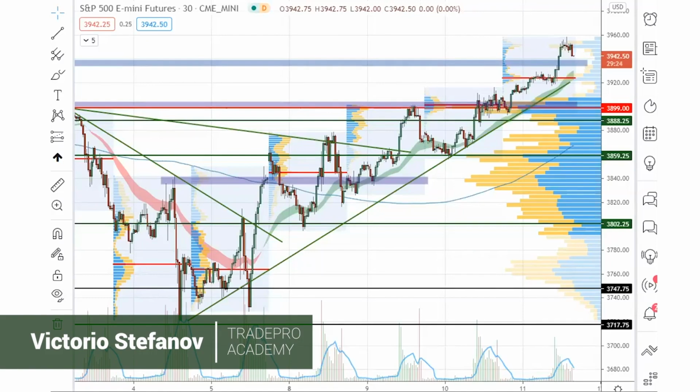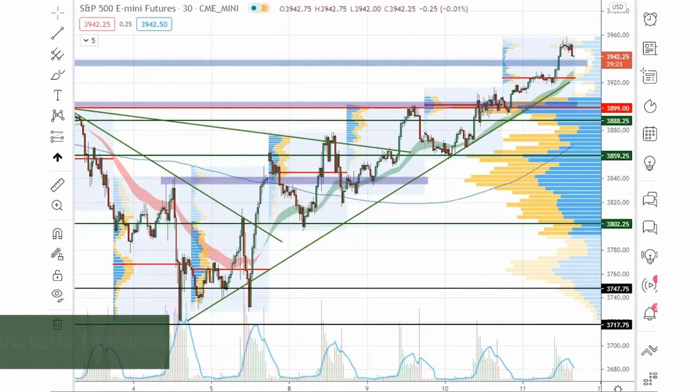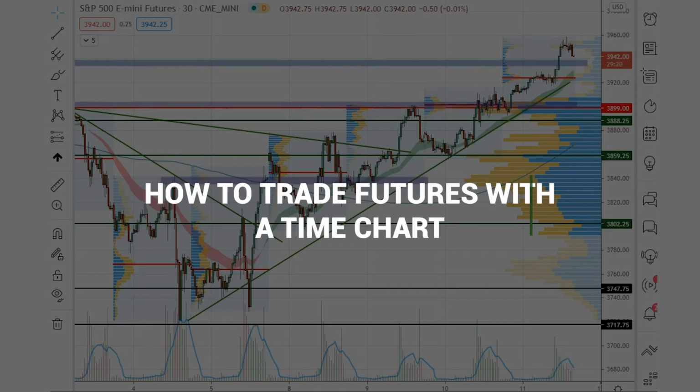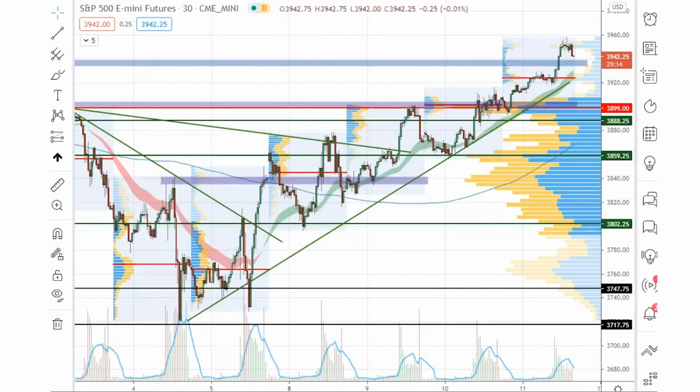In today's video, what we're going to be talking about is how to trade futures with a time chart and what to look for in futures on a time chart. So we do typically talk about trading futures on tick charts and how they're superior in general, but there's also merit to looking at time charts and seeing where you may find very key support and resistance, what to use on a time chart and which time charts to use.